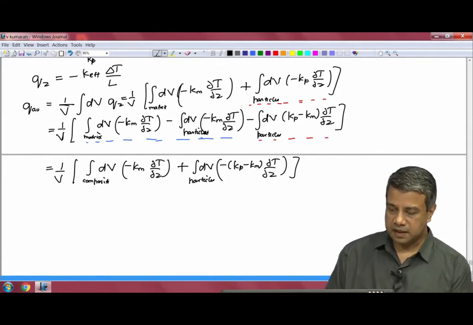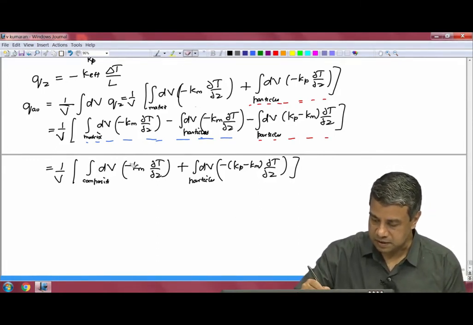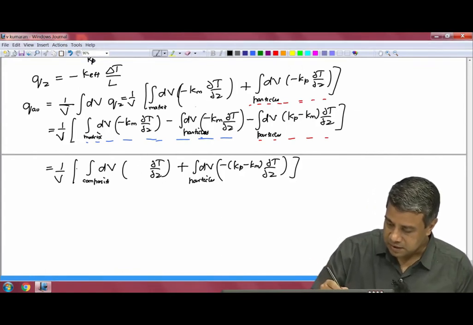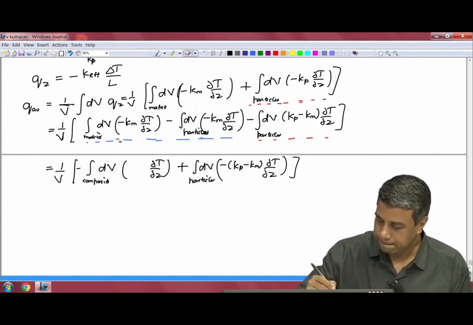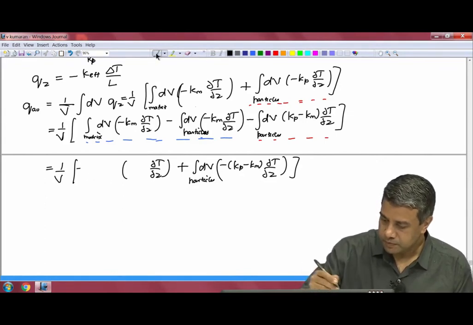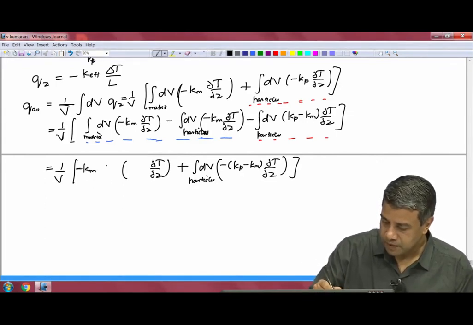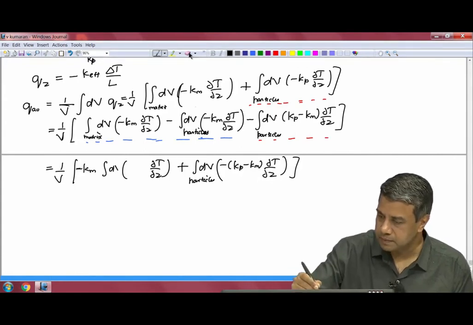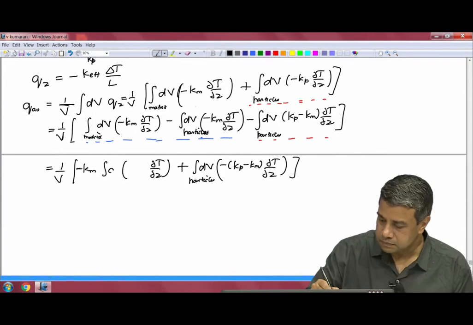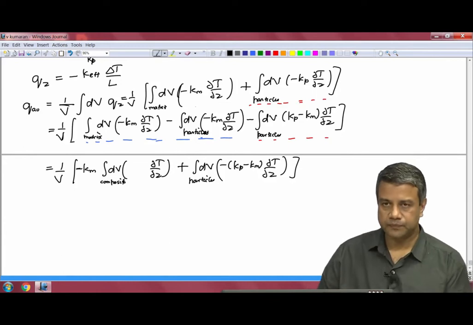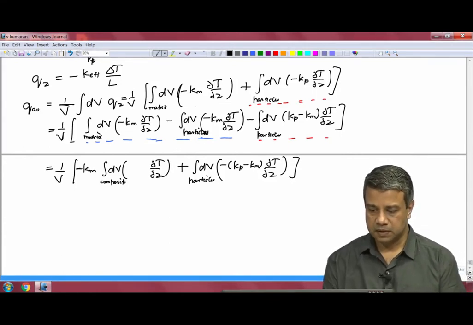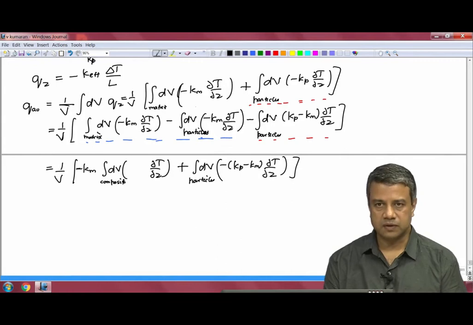In the first term, I can take out this Km because that is a constant. So, I will just get minus Km integral dV over the composite. This 1 over V times the integral over the volume of dT by dz is the volume average of the temperature gradient over the entire composite.